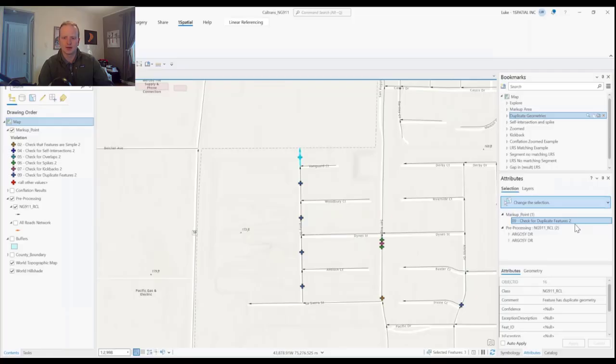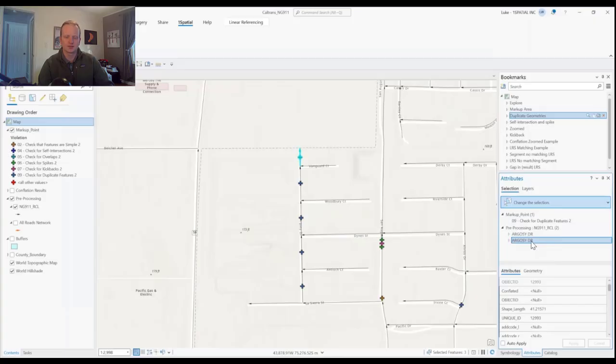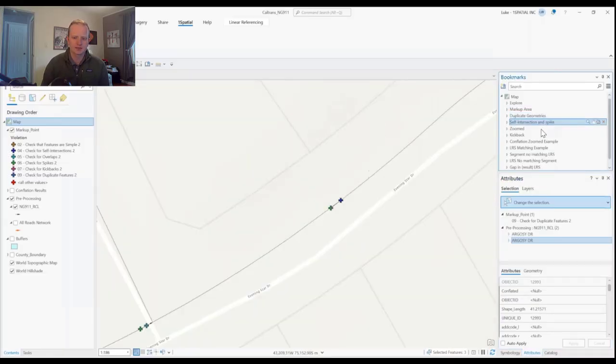And we can see that we do have those two duplicate road segments there. So that's why those are coming up as an issue. Next up, self-intersections and spikes.